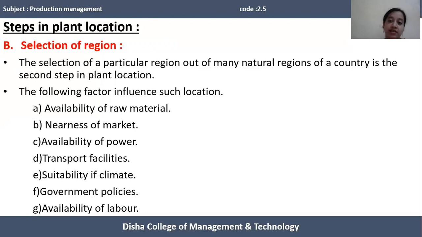The industrialists have to identify a location that is nearer to the market. If the plant is near to the market, then the industrialist or firm gets various types of benefits. The industrialist or the manufacturer can send their goods to the market at less cost and in less time. At less transportation cost, the goods can reach the market.